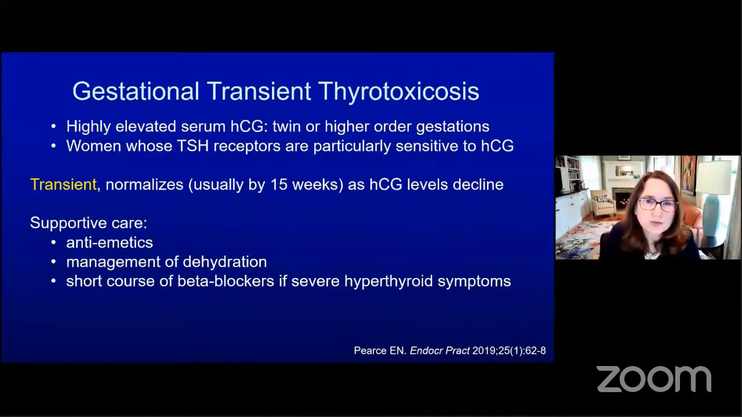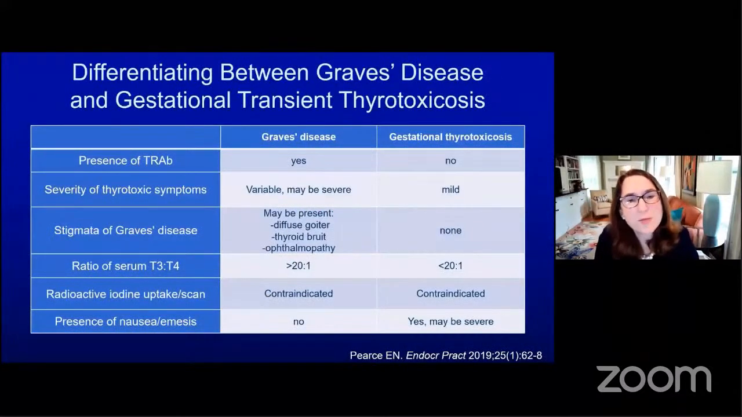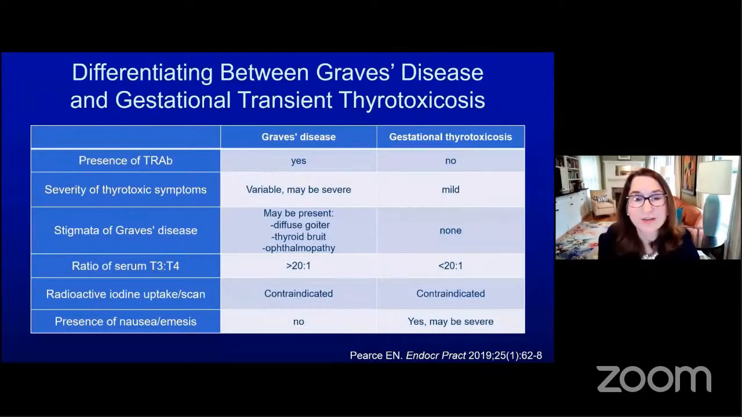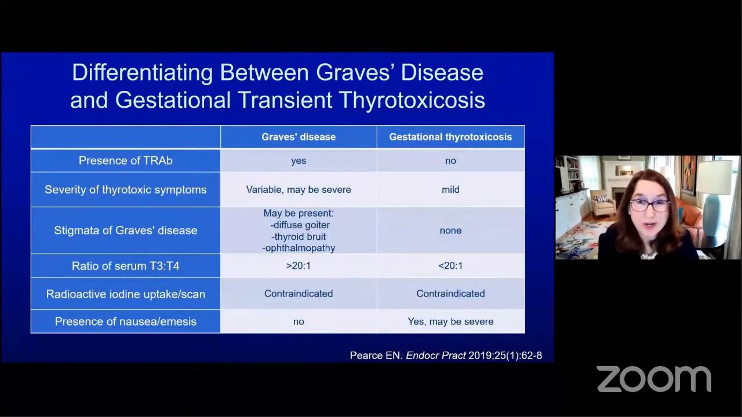So when hyperthyroidism presents in early pregnancy, we need to distinguish between Graves' disease and gestational thyrotoxicosis. And there are several clues we can use to do this. So the first, as I've already discussed, is the presence or absence of nausea and vomiting. It's pretty unusual for gestational thyrotoxicosis not to be accompanied by a fairly significant amount of morning sickness. We can't use radioactive iodine uptake and scans in pregnancy. That's contraindicated. When stigmata of Graves' disease are present, that's very helpful clinically. So look for a diffuse goiter or a thyroid bruit or presence of Graves' eye disease.